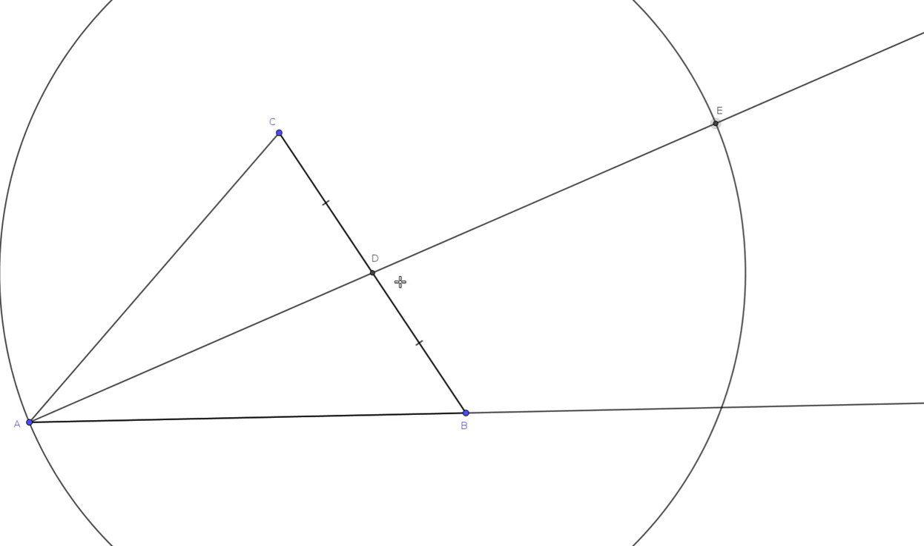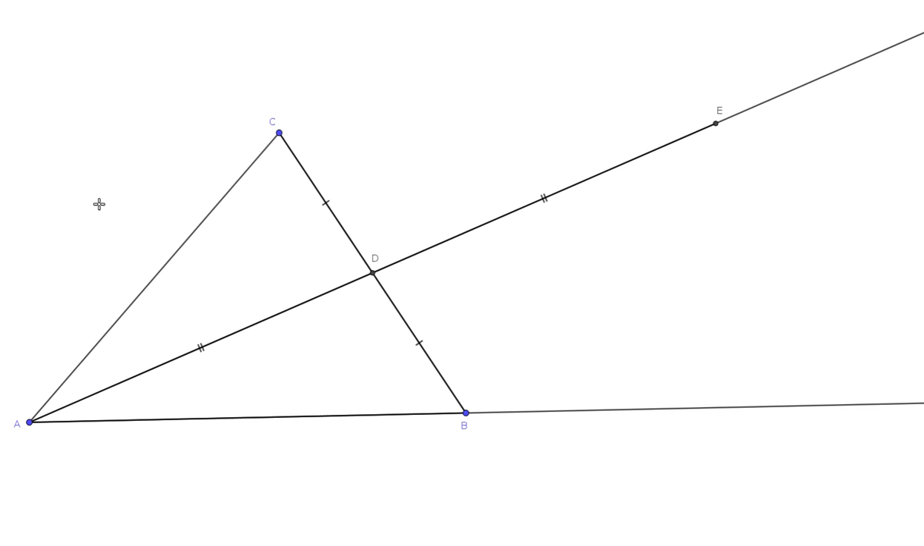Okay. Now, because both of those line segments, line segment DE and line segment DA, are going to be radii of that circle, they've got to be the same distance. And so we've got this line segment congruent to this line segment. And that's pretty much all we need that circle for. So let's get it out of the way so that it's not cluttering things up.